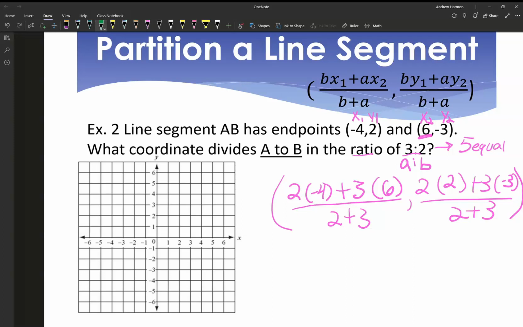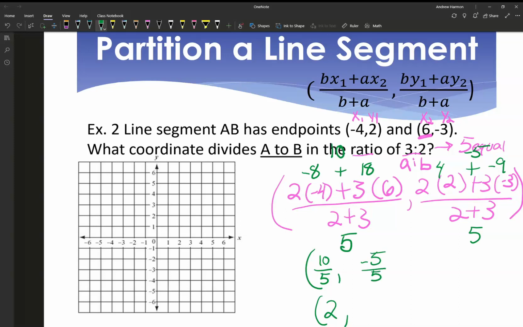So 2 times negative 4 is negative 8, plus 3 times 6, which is 18. Add those together, and you get 10. And on the bottom, we have 5. So we have 10 over 5. And simplify that to just be 2. And on this side, we got 2 times 2, which is 4. 3 times negative 3, which is negative 9. 4 plus negative 9 is negative 5. The bottom here is 5. So then we have negative 5 over 5, which we know simplifies to negative 1. And that there is our solution.